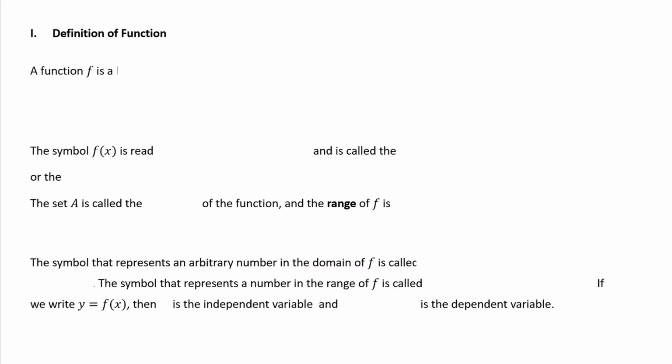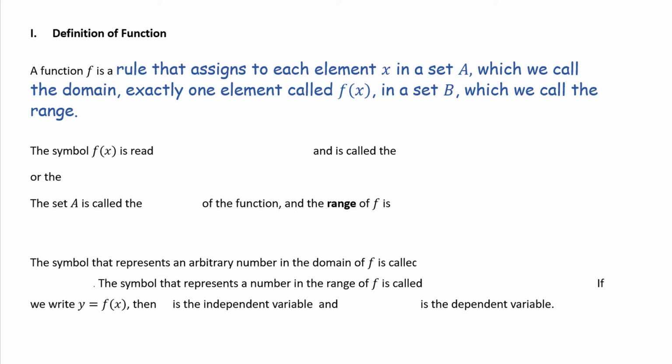Let's get started. We'll start with 1, definition of function. A function f is a rule that assigns to each element x in a set A, which we call the domain, exactly one element called f of x in a set B, which we call the range. That's the definition of a function.